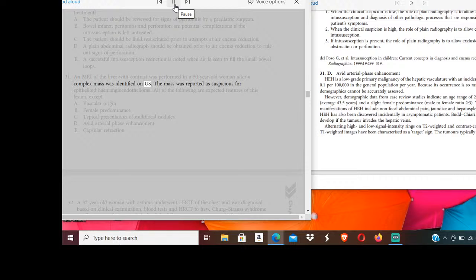Complex mass was identified on US. The mass was reported as suspicious for epithelioid hemangioendothelioma. All of the following are expected features of this lesion, except: A. Vascular origin. B. Female predominance. C. Typical presentation of multifocal nodules. D. Avid arterial phase enhancement. E. Capsular retraction.